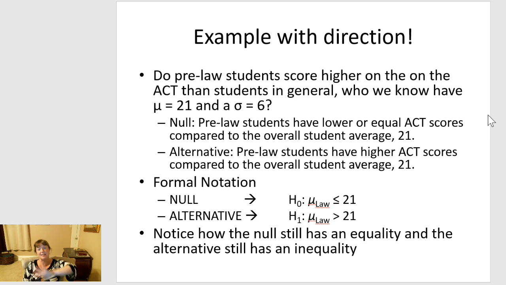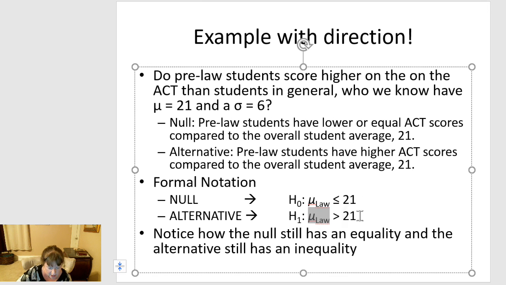But the alternative then is that they're higher than 21, that the average ACT score for law students is higher than 21, right? This is an inequality. This is still equality. You're still saying things are equal. You're still saying things are not equal. You're just specifying how they're not equal, that they're greater than. So your null hypothesis has to be less than or equal to.